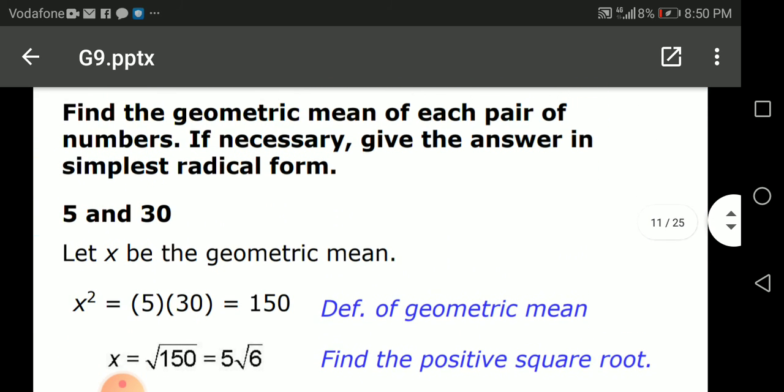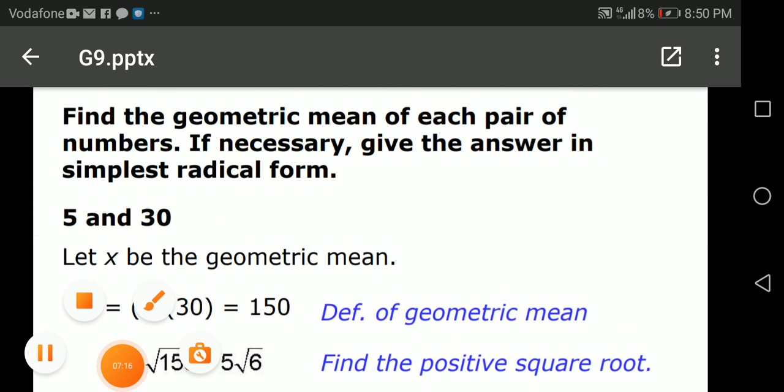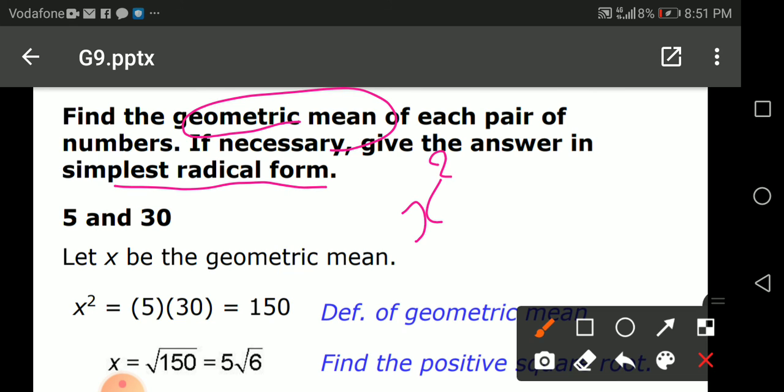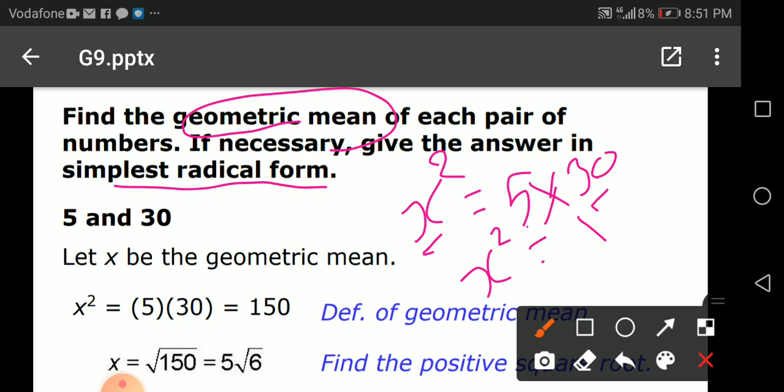What about this example? He asks me to find the geometric mean and give the answer in the simplest radical form. Very easy. My rule: x power 2, let x be my geometric mean. So x power 2 equal 5 multiply 30, the two numbers, number 1 times number 2. Very easy one. So I have here 150.